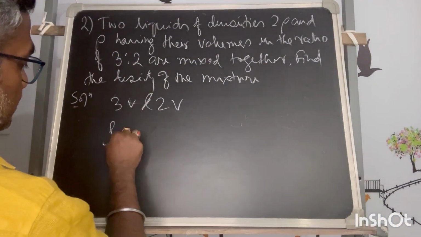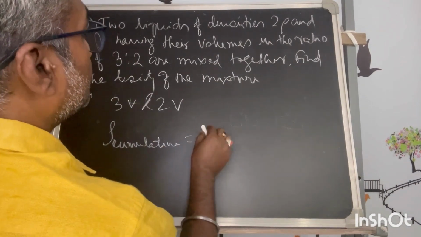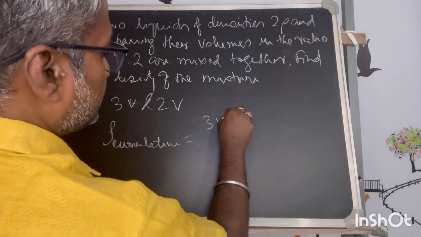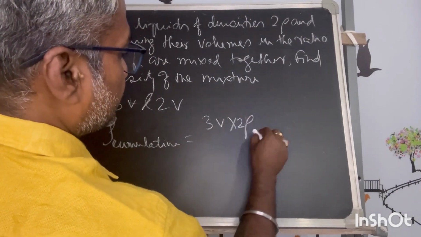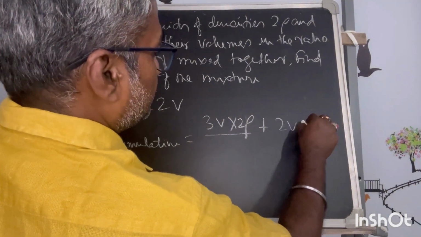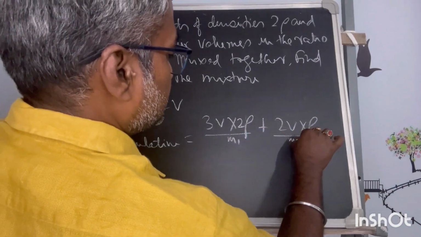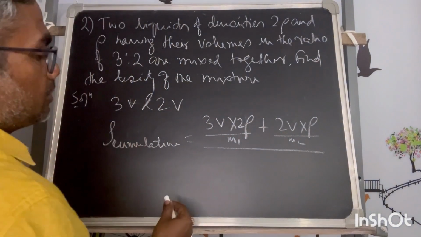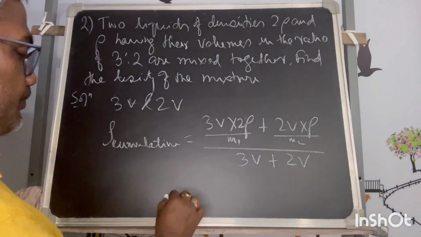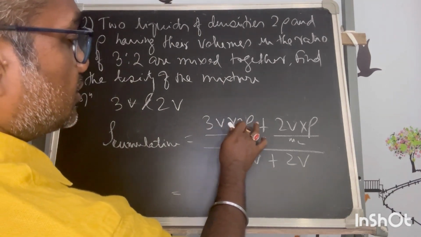So the cumulative density is equal to the total mass. The mass is volume into density, so 3V into its density is the mass of the first liquid, plus the volume of the second liquid into its density gives the mass of the second liquid. This is mass 1, this is mass 2, all divided by their total volume, that is volume of the first liquid plus volume of the second liquid. This is the formula.